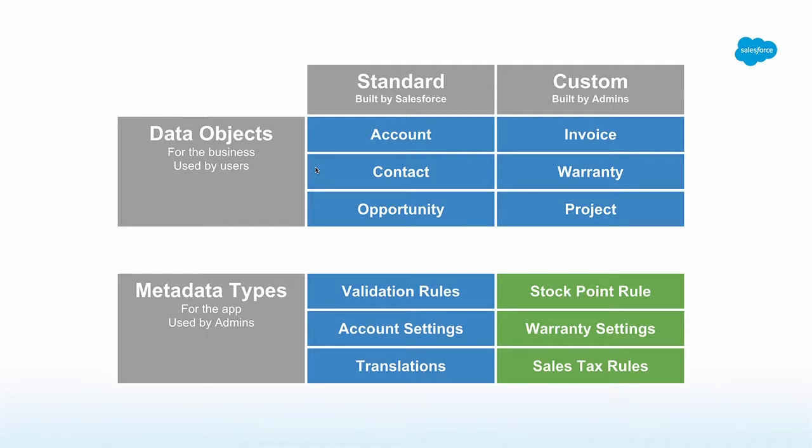Until recently, though, all we had was standard metadata. We had validation rules, various settings, things like that. But as of a couple years ago, we now have access to custom metadata types. So this means that now, just like an org might have many validation rules in it, an org might have many warranty settings records configured, or sales tax rules configured.